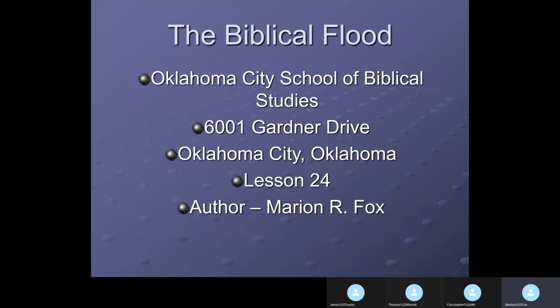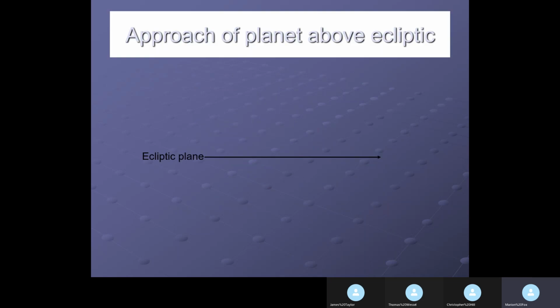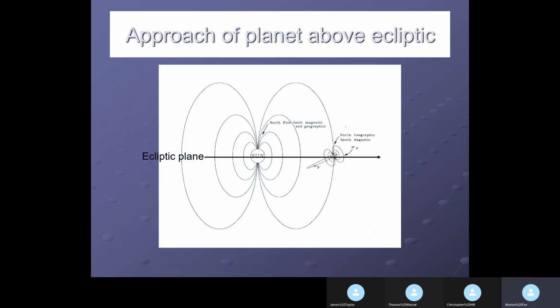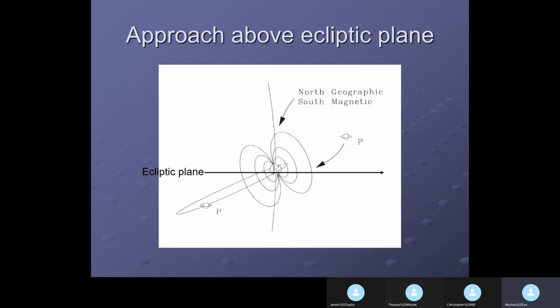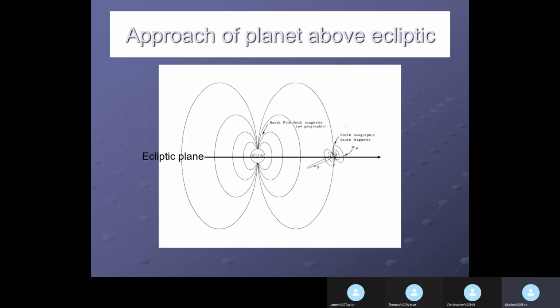Of course, I've taken the position that God providentially brought a planet close to the earth, that the planet approached the earth above the ecliptic plane. Now let's talk about what the ecliptic plane is. The ecliptic plane is an imaginary line from the center of the sun to the center of the earth, going out into space. That's what it is.